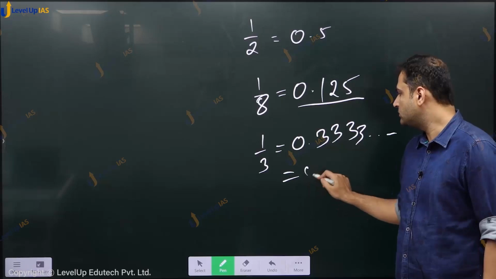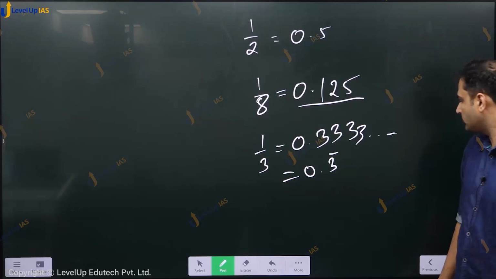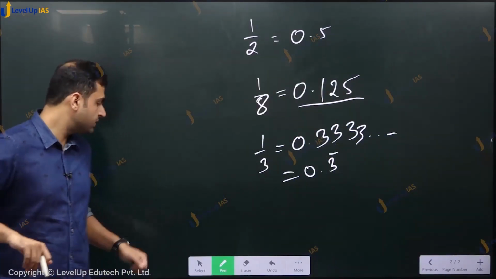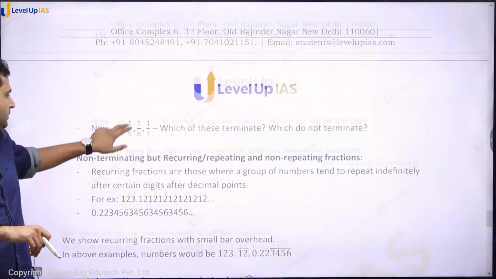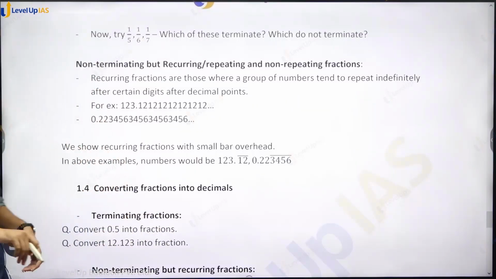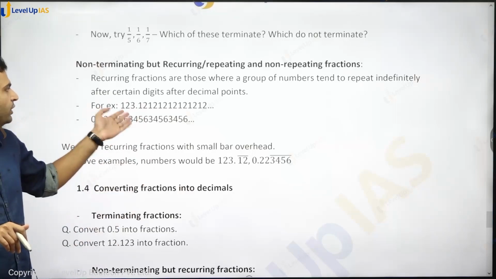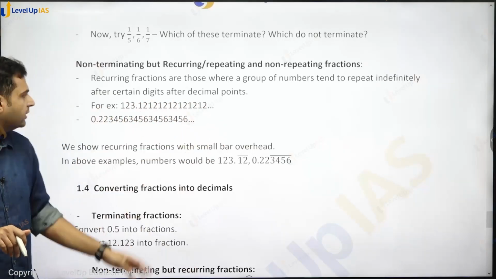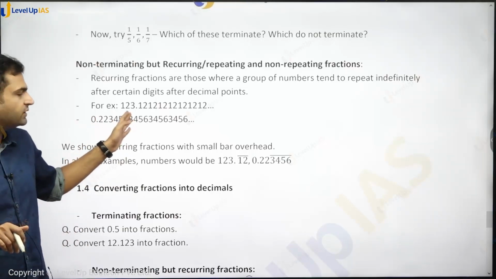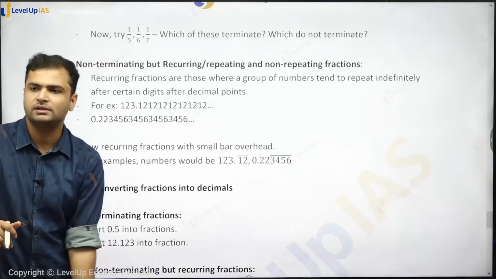Instead of writing it like this, we wrote it as 0.3 bar. What else did we see? Yes, some group of digits can start to repeat till infinity after some point. Like this is 123.121212, with 1 2 repeating till infinity. We have 0.22, then 3 4 5 6, 3 4 5 6, 3 4 5 6 repeating till infinity. It is starting after 0.22 and then 3 4 5 6 is repeating.